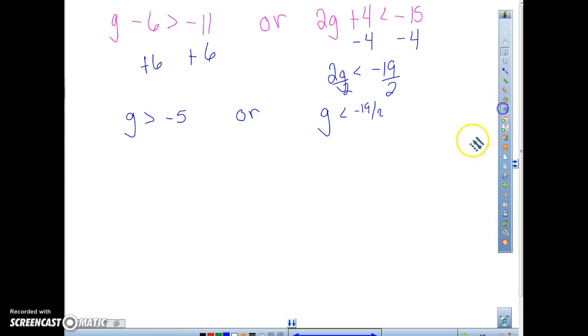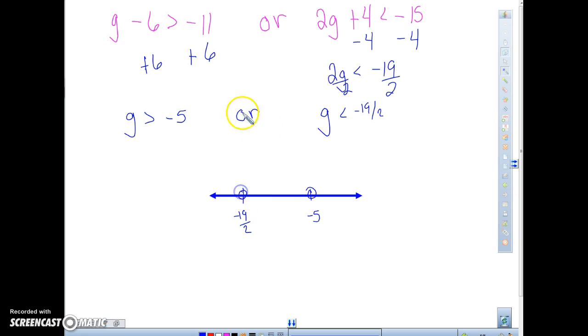So let's go ahead and make our number line. And negative 19 over 2 is negative 9.5. So if we're going to put them on the number line, make sure you put them on the number line correctly, like the smaller number goes on the left-hand side, the bigger number goes on the right-hand side. So negative 19 over 2 would go on the left-hand side. Negative 5 would be on the right-hand side. The negative 5 has an open circle, and so does the negative 19 over 2. It says our answer is greater than negative 5, or it's less than negative 19 over 2.